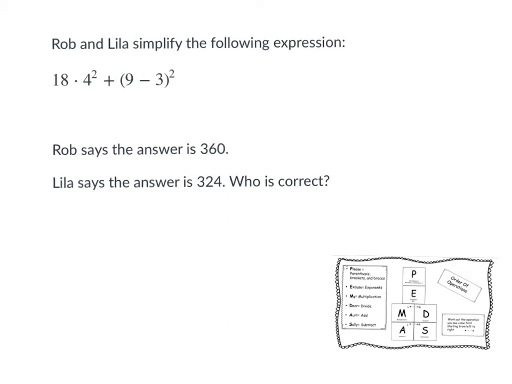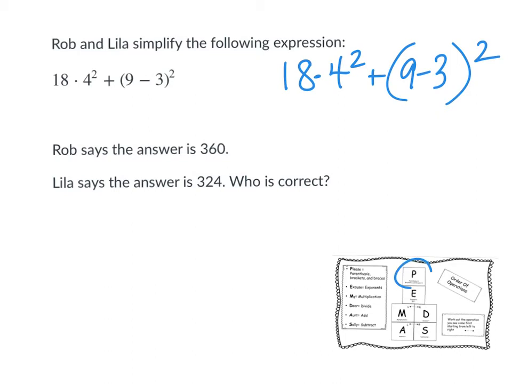Rob and Lila simplify the following expression. 18 times 4 to the second power plus 9 minus 3 to the second power. Rob says the answer is 360. Lila says the answer is 324. Who's correct? Let's work this out to see. So I'm going to rewrite my expression over here so I have some space to work down as I solve each part. Starting with my parentheses, I'm going to figure out 9 minus 3 equals 6, and I need to square that. The rest of my expression I have not done anything with yet.